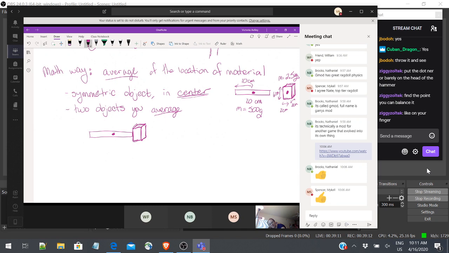This is a bit Mjolnir-ish here. I like it. Okay.